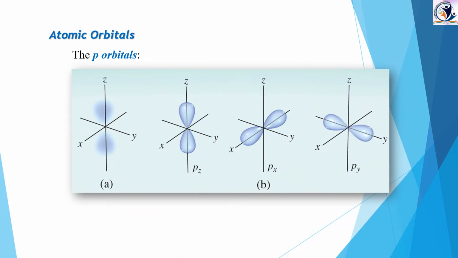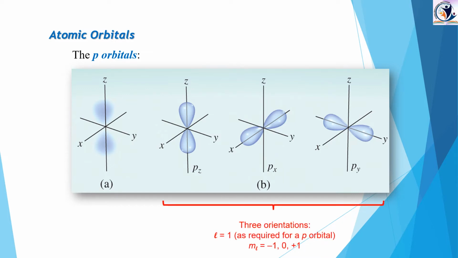Now, coming to the 3p orbitals. Here, whatever the orbital is, it may be either px, py or pz, either one of the three, and the electron we have chosen will belong to it. These three orientations have the same value of L equal to 1, but the ML values are different.